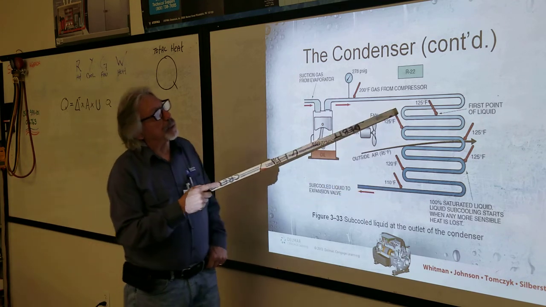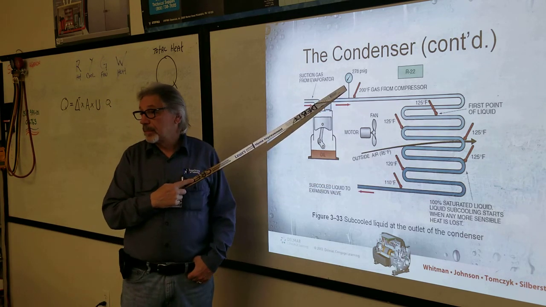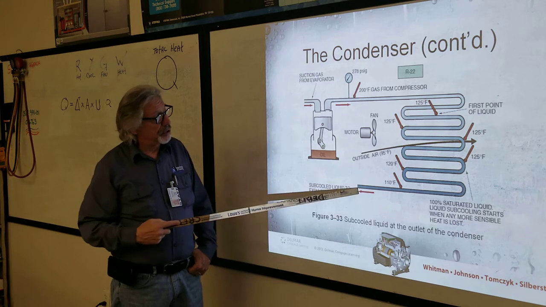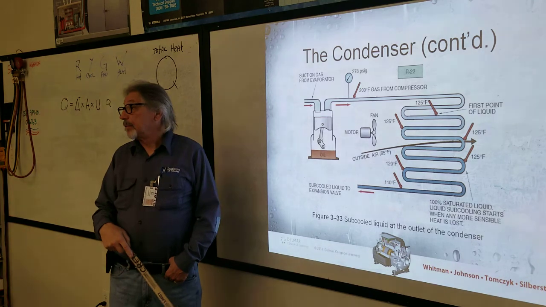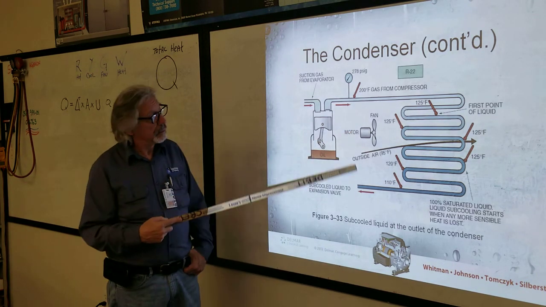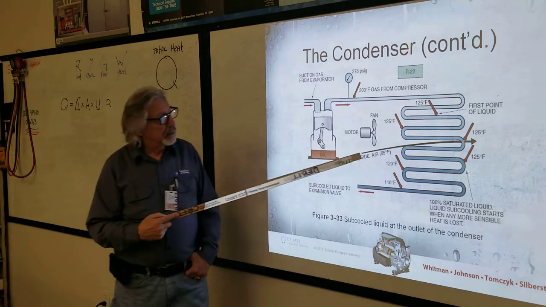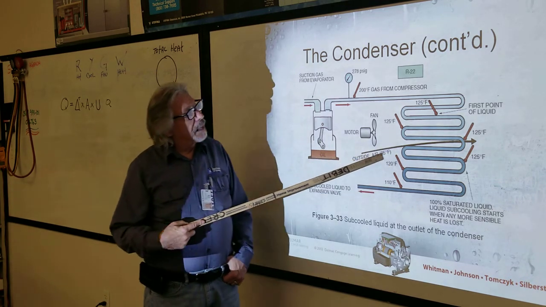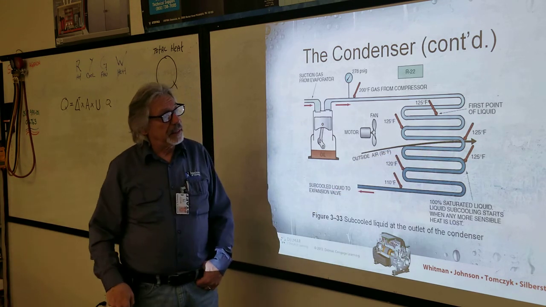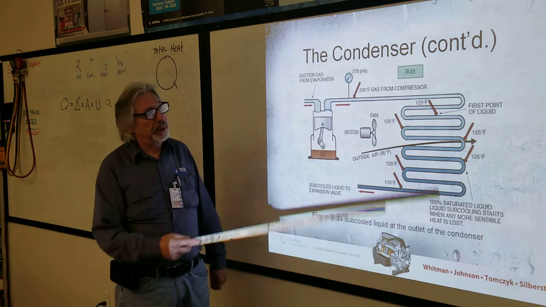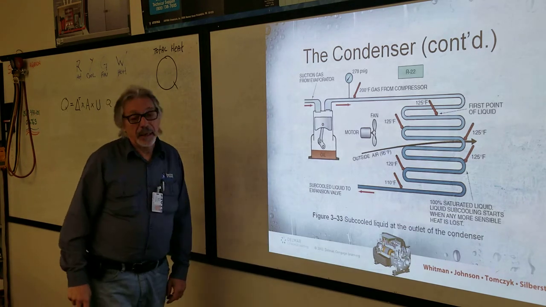So all during this process, the pressure stays the same. It doesn't matter where you're checking the pressure, it's always going to be 278 in this cartoon here. Okay? You seeing that? And while that's happening, outdoor ambient air is blowing across the condenser coil, keeping it cooler, and it's pushing the heat out to the outside air.